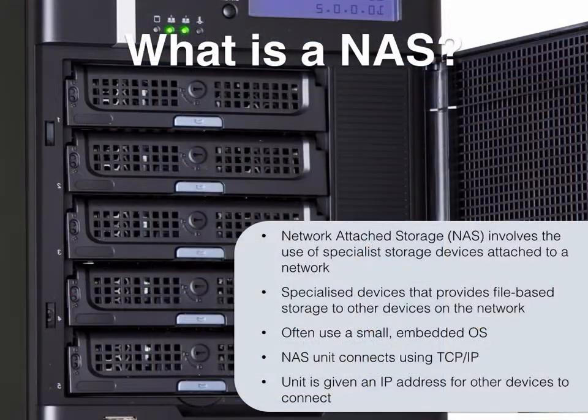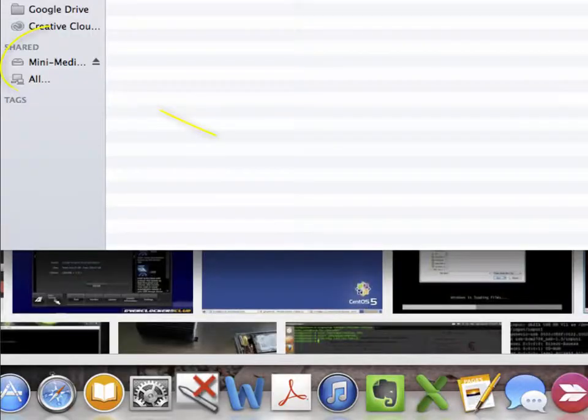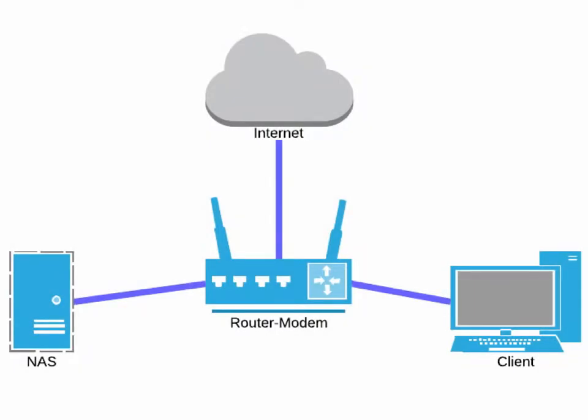The NAS unit will connect to the network using TCP/IP, which is the Common Internet Protocol, and will appear to users as a separate network location. So a NAS will provide file level access, whereas the SAN provides block level storage. The NAS has a file system so that clients can easily retrieve their files, so it just looks like a normal Finder window or Windows window.